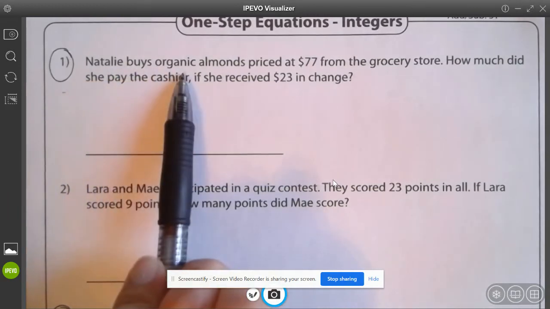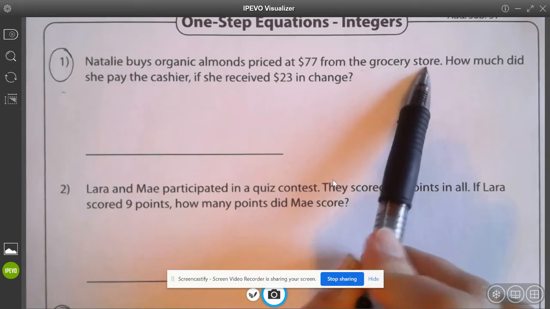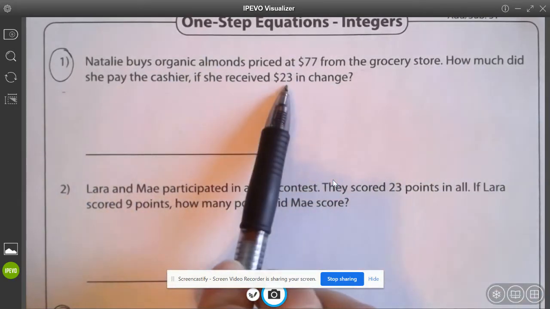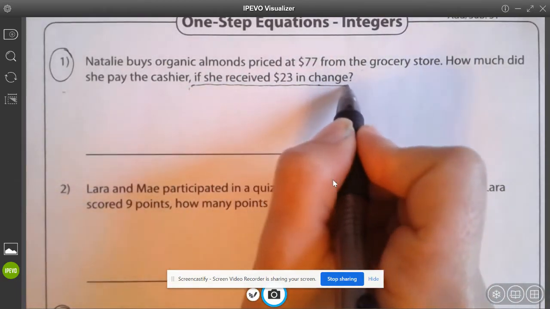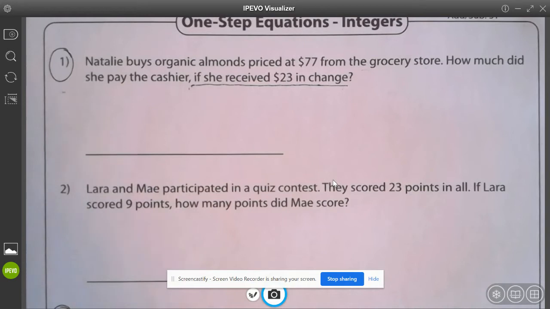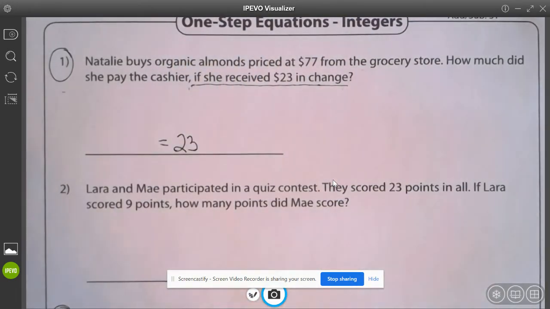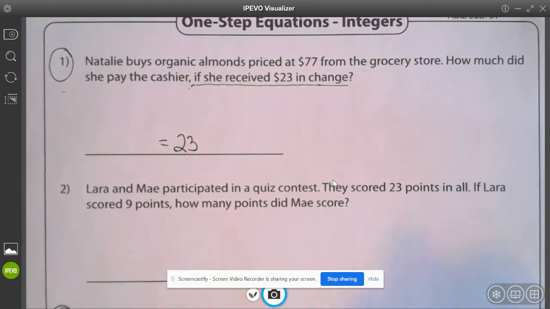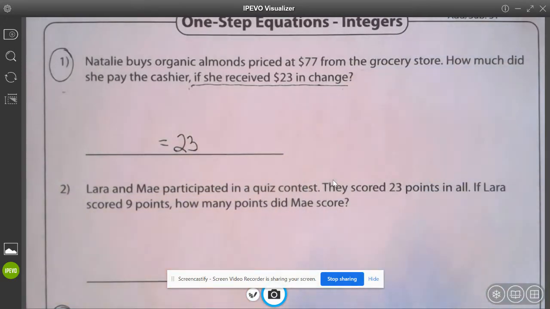Natalie buys organic almonds priced at $77 from the grocery store. How much did she pay the cashier if she received $23 in change? So if she received $23 in change, that sounds like the result. So I'm going to use that as my structure over here. Now she had some kind of money, right? And the price that she paid is 77. So it sounds like we're going to subtract here from some amount.